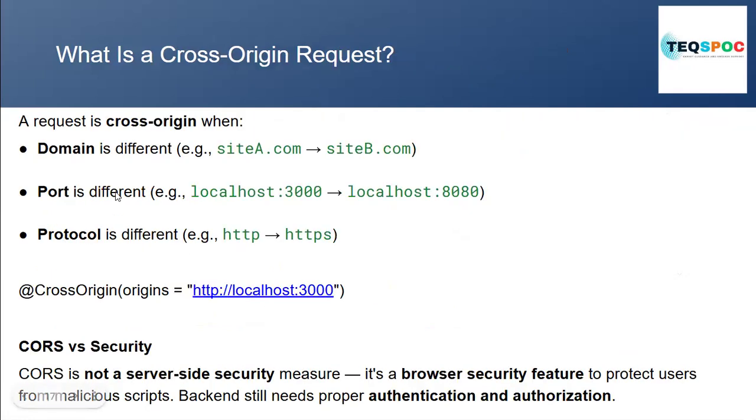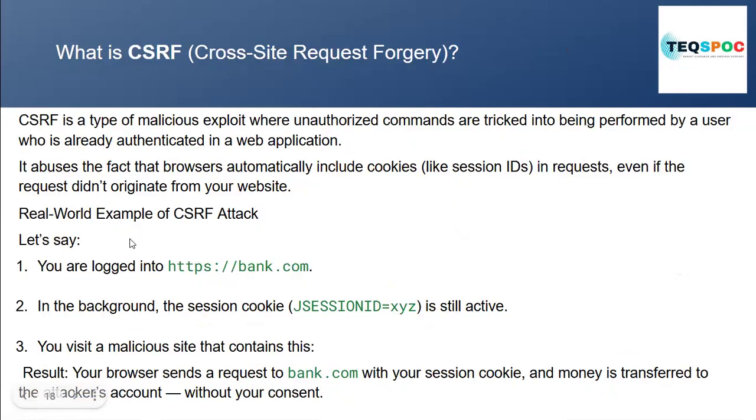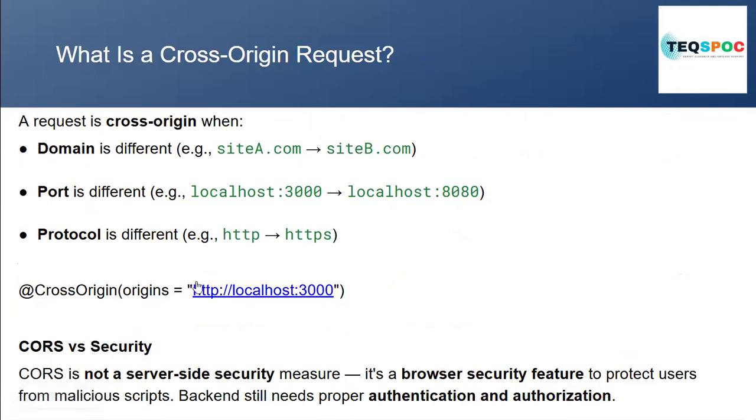Okay, so for that, what do we have to do? We have to add in our controller method this one line of code, CrossOrigin with origins equal to your API, or you can also put star here. Star means all origins will be allowed access.